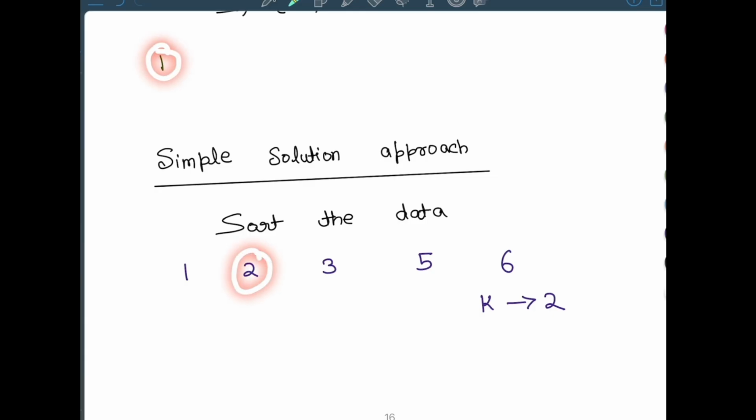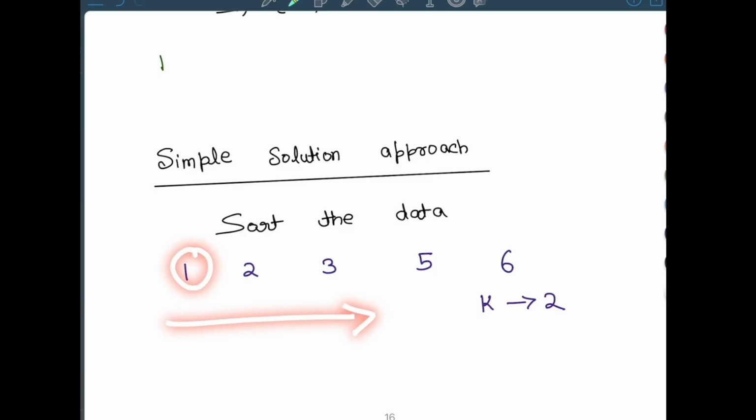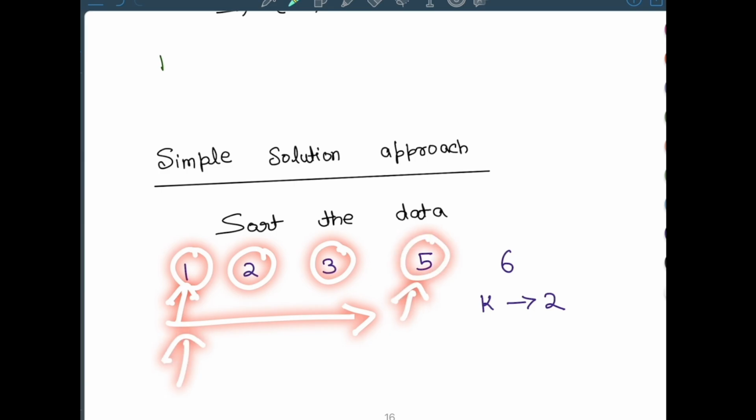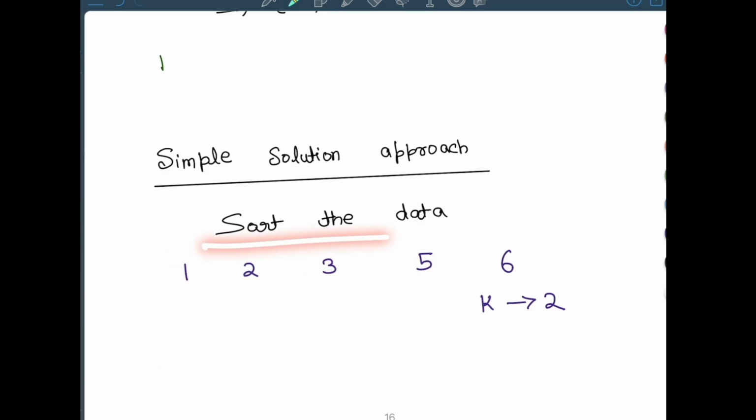What about the next data? The next data is always going to be the maximum, right? Because the data is sorted from left to right. So this is the minimum, this is the maximum. If 3 is added, 3 is the maximum, minimum is not going to change. If 5 is added, 5 is the max, min is not going to change. So this is the concept. That is why we are sorting the data.